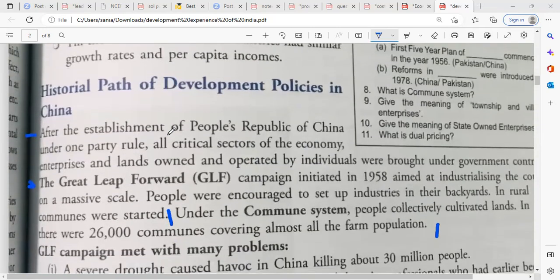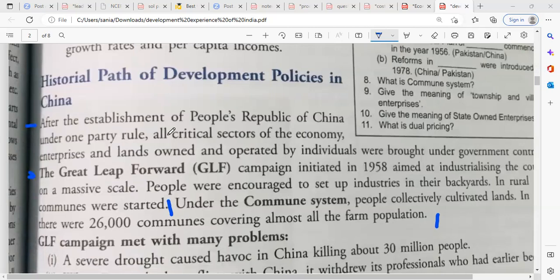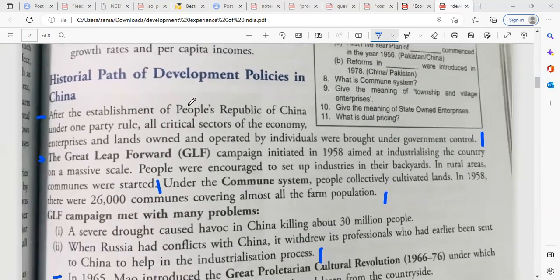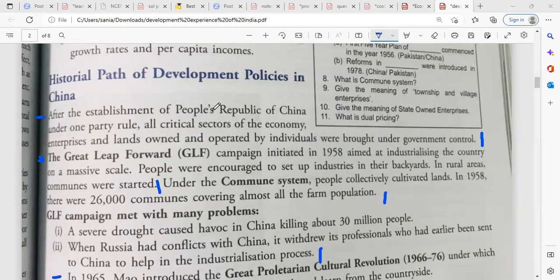Okay. Now coming to the historical part of the development policies of China. History means from where it started and how they are going. So after the establishment of the People's Republic of China under one-party rule, all critical sectors of the economy, enterprises, and land owned and operated by individuals were brought under government control. Everything would be controlled by the government.